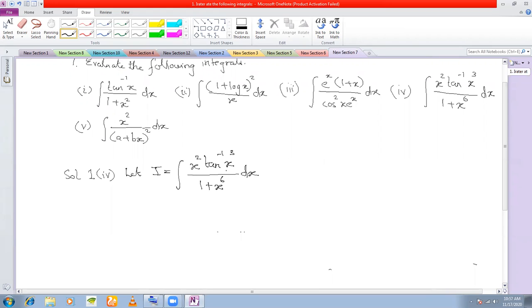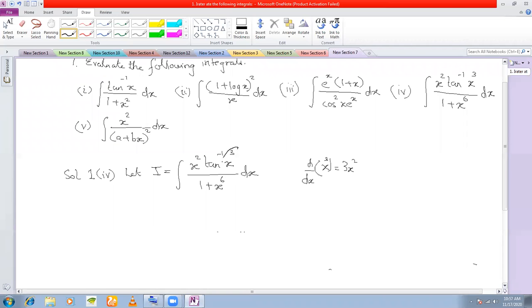Now there is something that you must realize here. What is the derivative of x cube? What is the d/dx of x cube? d/dx of x cube is 3x square. 3x square is the derivative of your x cube.